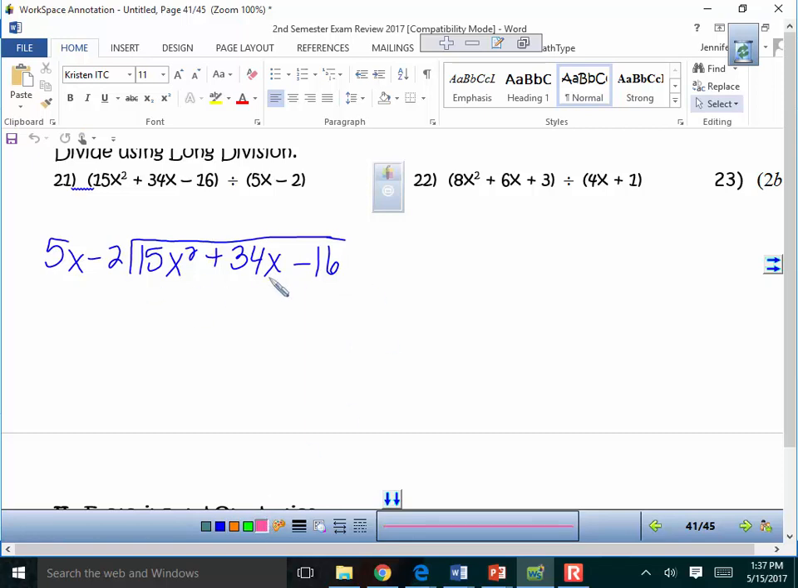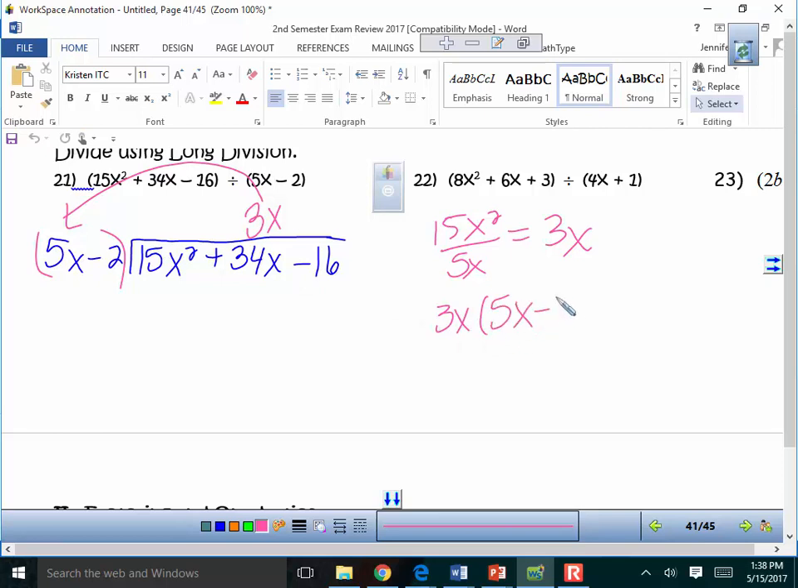All right, so in order for us to determine what we need to multiply 5x by to get 15x squared, we can go backwards and divide 15x squared by 5x. What does that give us? 3x. We're going to line that 3x up here. Now what we do with that 3x is we multiply it times our divisor. We're going to multiply 3x times 5x minus 2. Now we're going to use the distributive property. That's 3x times 5x, which is 15x squared, and 3x times negative 2, and that's going to give us negative 6x.